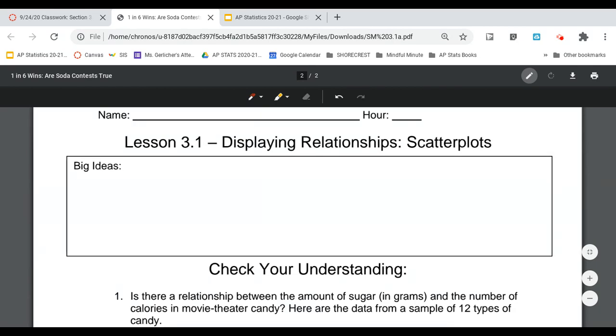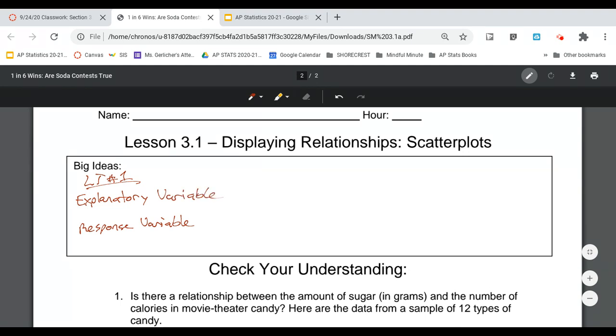Okay, so there were two learning targets here. And the first one is something you've seen before, some words you've seen before. There is an explanatory variable and a response variable. And we saw this back when we did categorical variables, where you had two categorical variables and the relationship between the two. And the same thing happens here.